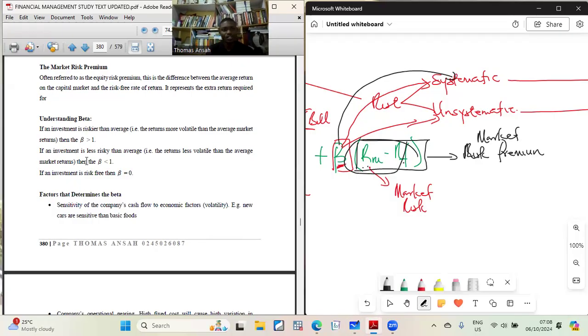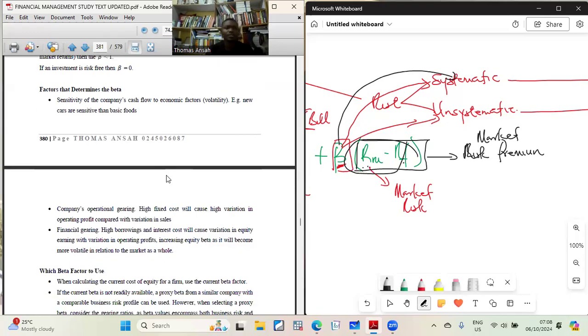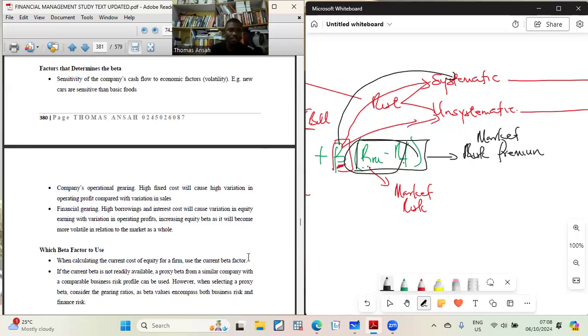If the investment is less risky, it means the beta is less than 1, because 1 is the symbolism of the risk. All right, so basically that is that. The factors that go into the determination of the beta are the sensitivity of the cash flows, i.e. the volatility. For example, new cars are very sensitive compared to basic food. When a new car comes out, people are kind of sensitive; they want to be the first person to buy it. Operational gearing is one aspect, and financial gearing is also a source of risk. All right, so that is that.